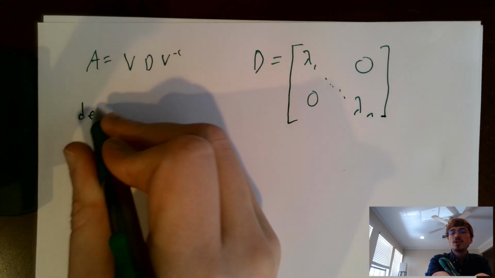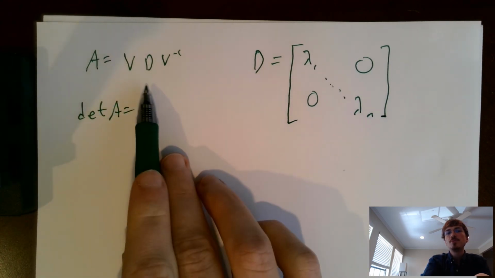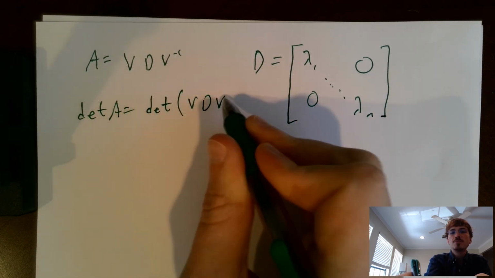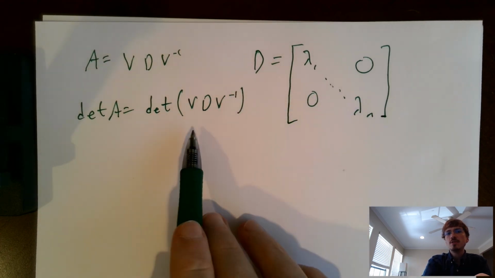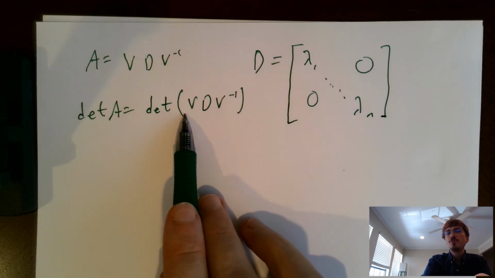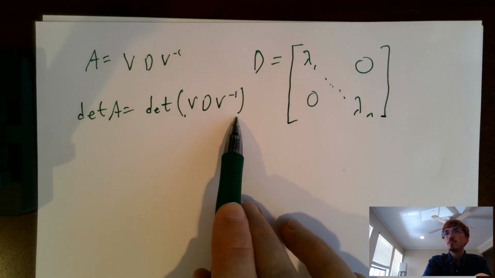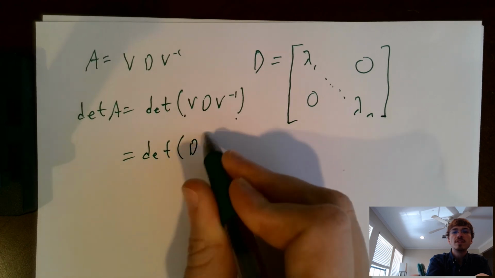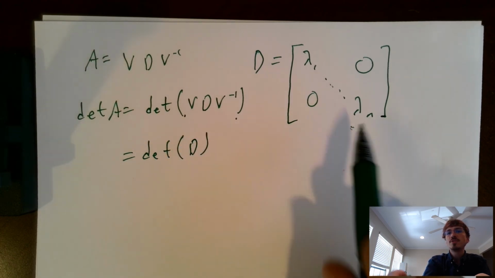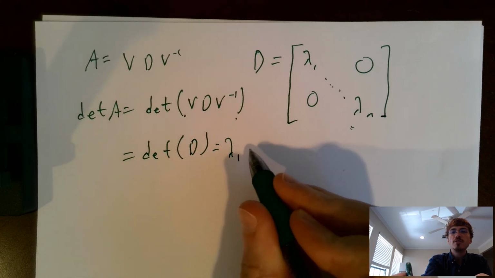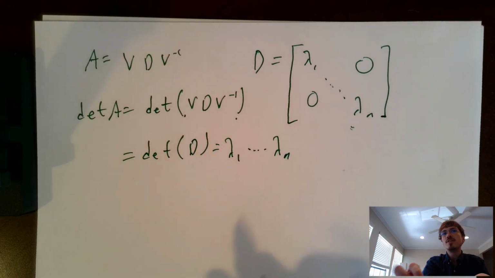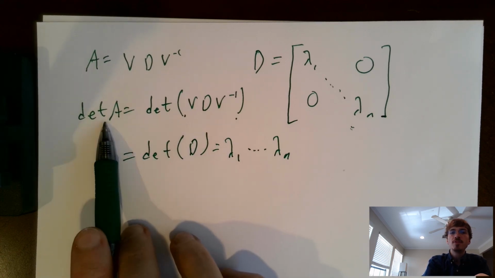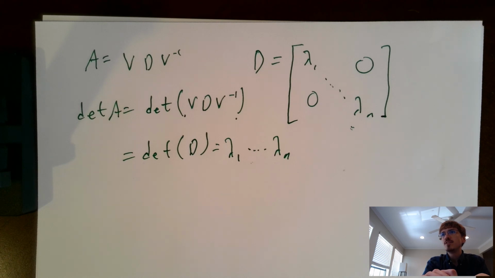We know that the determinant of A, how can we compute the determinant of A? It's the determinant of V D V inverse. But as we've seen in the previous video, the determinant of V times the determinant of V inverse multiplied to give 1. So this is just the determinant of that diagonal matrix D. And what's the determinant here? It's just the product of the eigenvalues. So this gives another proof that if you have a diagonalizable matrix, then the determinant of A must be the product of the eigenvalues.